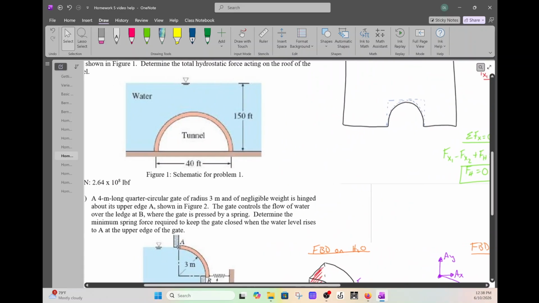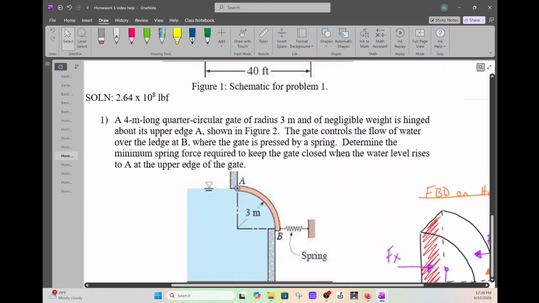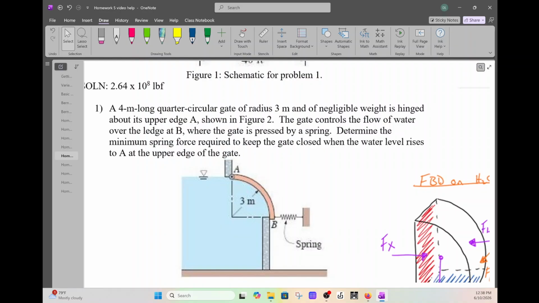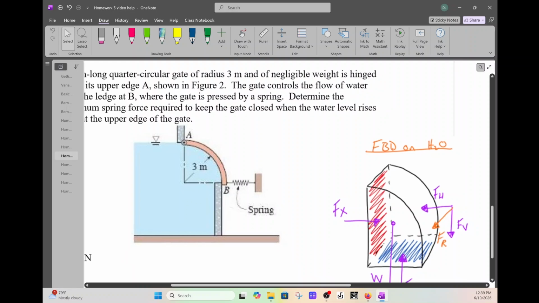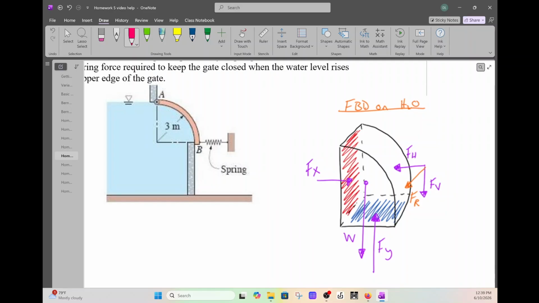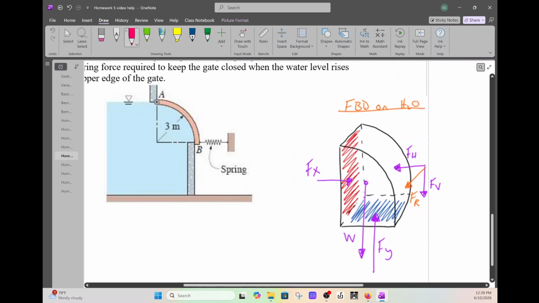Then problem 2, this is a very good problem. Basically, you have a circular gate of radius 3. The gate controls the water level. You want to find the minimum spring force required to keep the gate closed when it rises to the top level. Okay, so what you need to do is you do a free body diagram on the water along the curve, which is only pretty much this section right here.